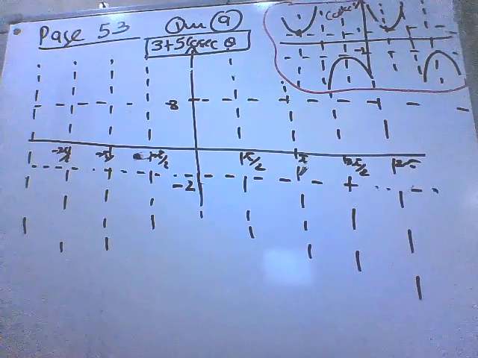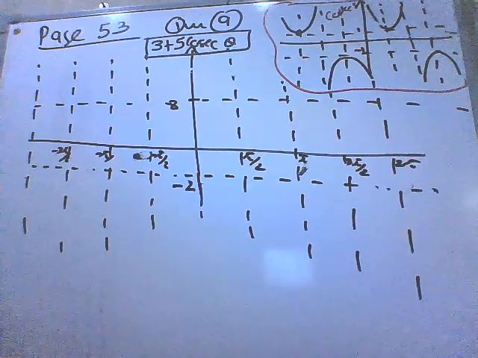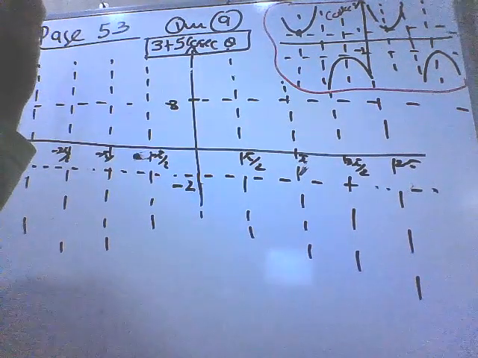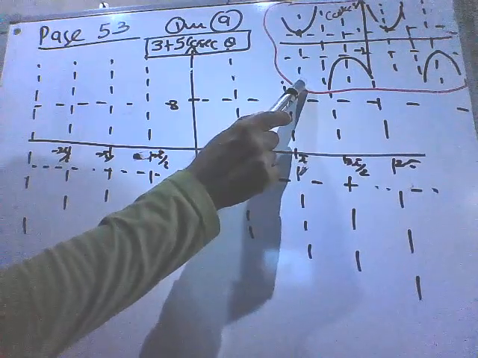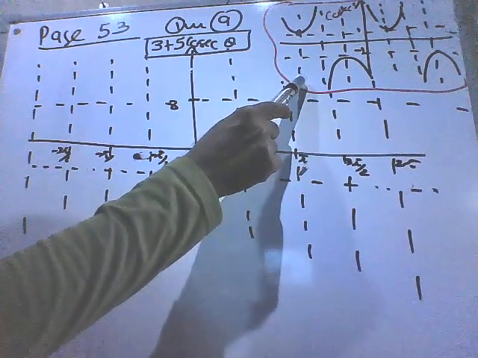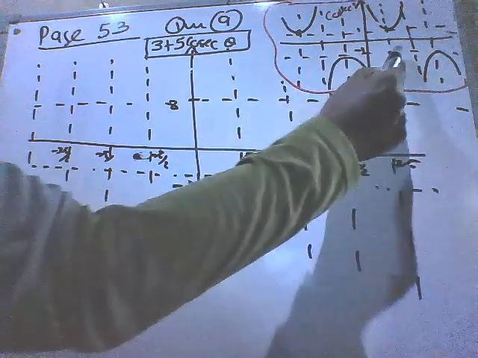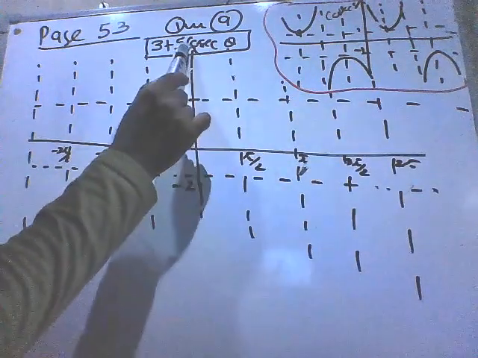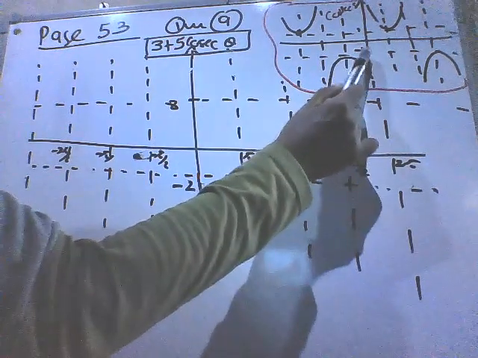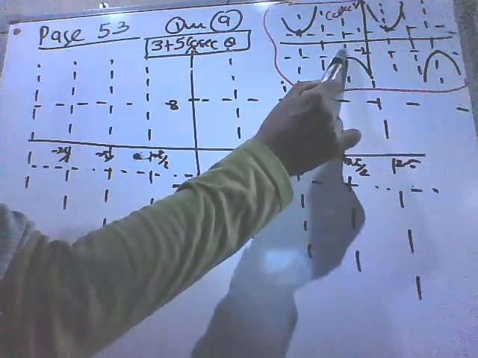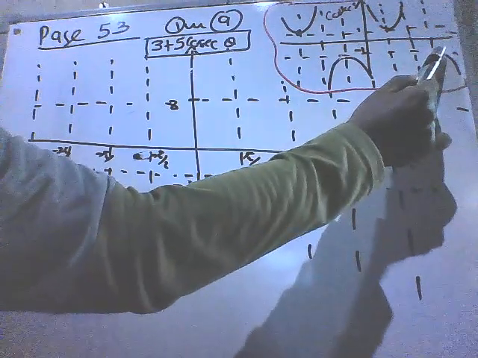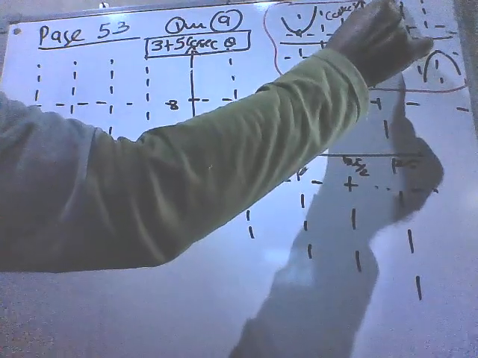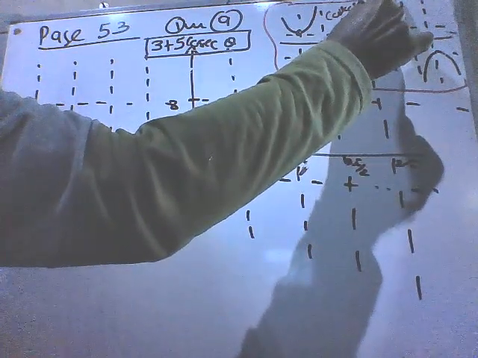Now this is the 9th question of page 53. We have to consider 3 plus 5 cosec theta. Looking at this, we have our cosec theta, and it is like here pi over 2, pi, it shapes like this. Now with 5 cosec theta, the minus 1 coordinates will all become minus 5, and the plus 1s will become plus 5.